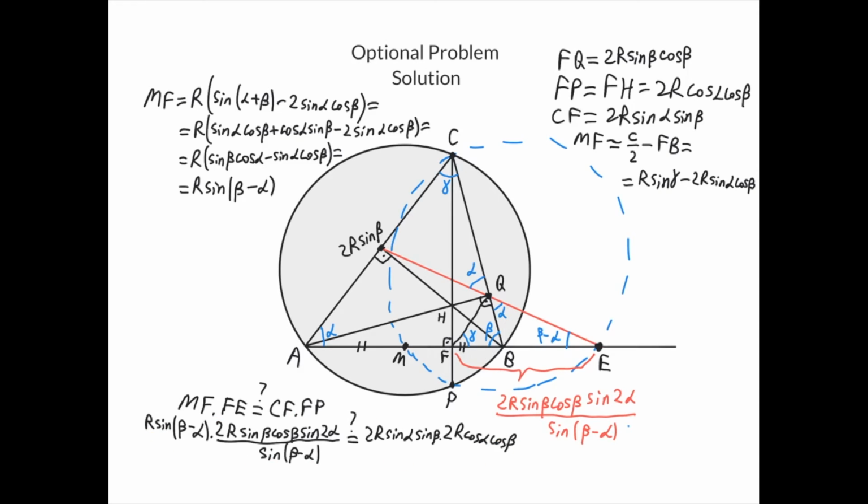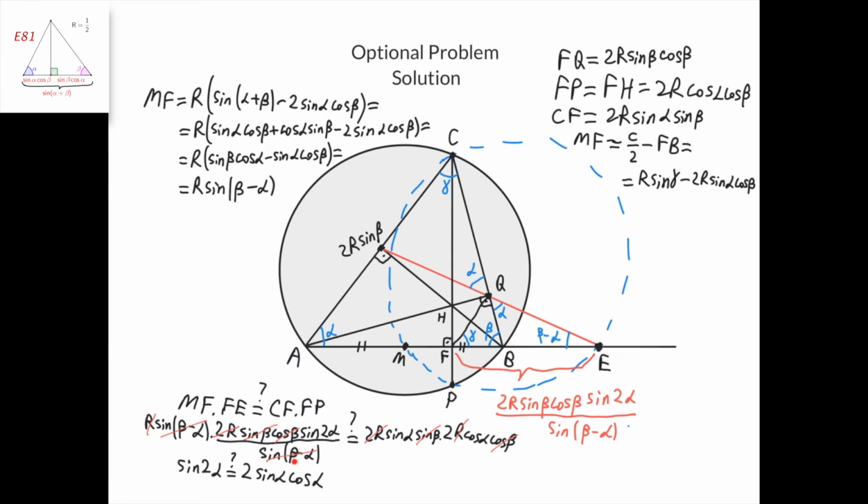But now a lot of things cancel out. For example, sine of beta minus alpha cancels here, 2r cancels here, r cancels here, cosine of beta and sine of beta cancel out here, and so we're left with sine of 2 alpha on the left-hand side and 2 times sine of alpha cosine alpha on the right-hand side.